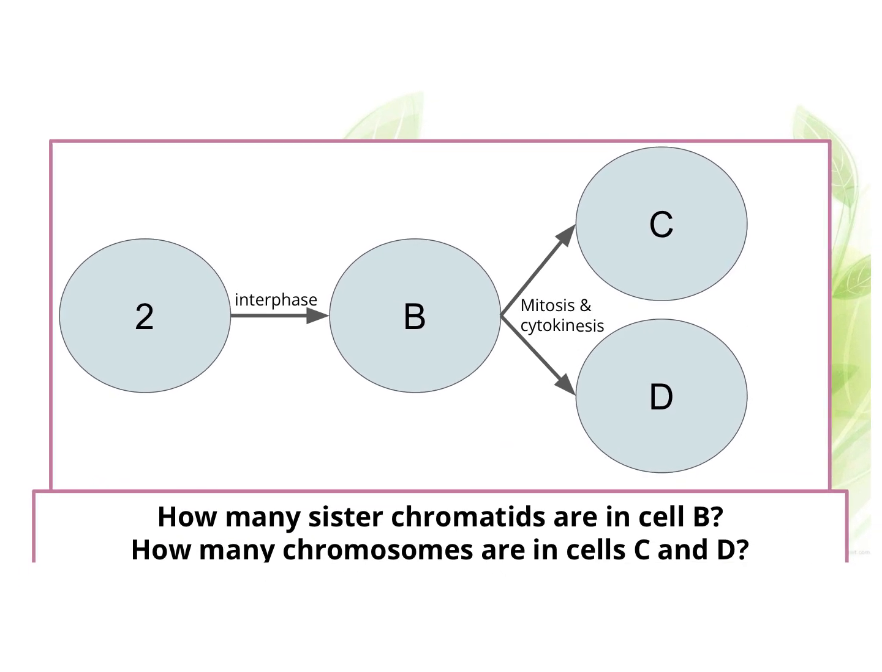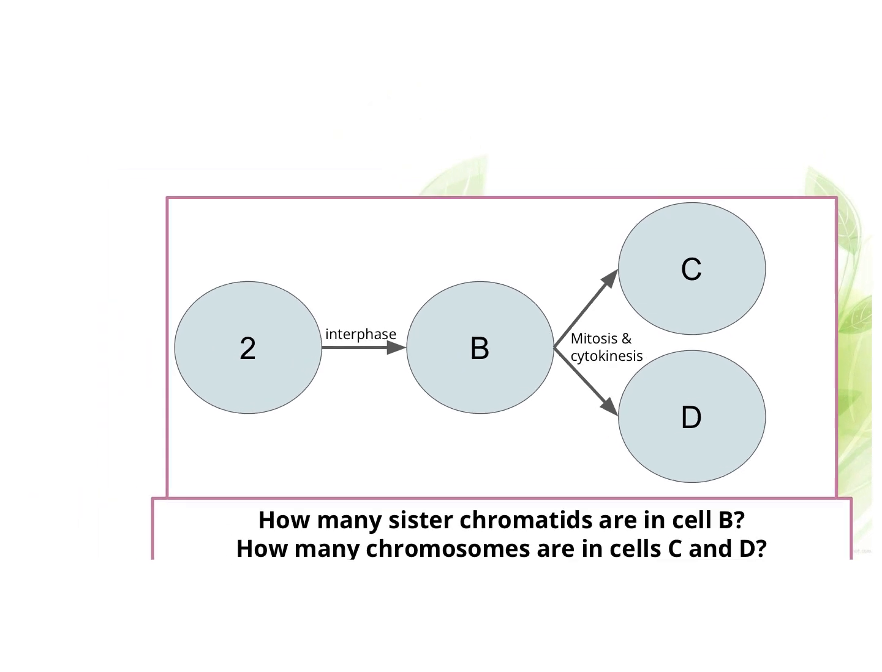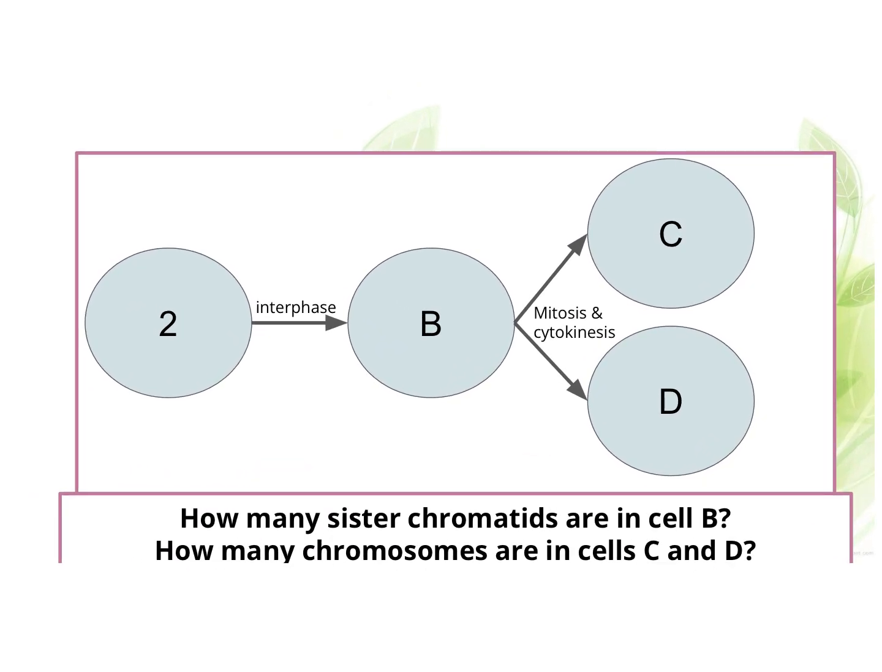Great. How many sister chromatids are in cell B, and how many chromosomes are in cells C and D? One thing they did change with this diagram is they did include the two. So instead of having A there, we have a number two. That's going to be the number of chromosomes in the parent cell.